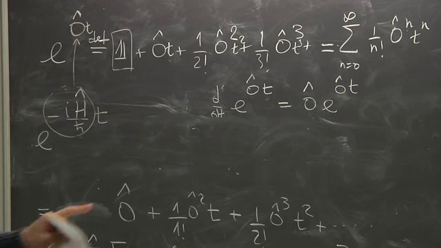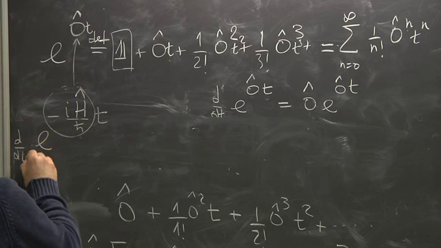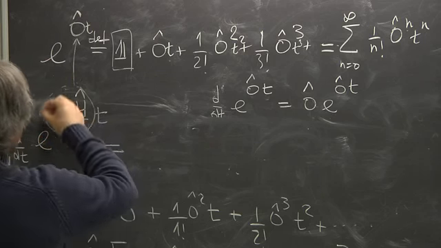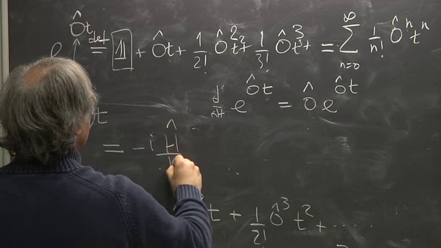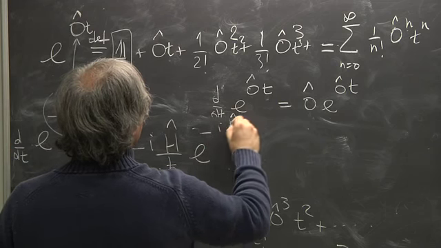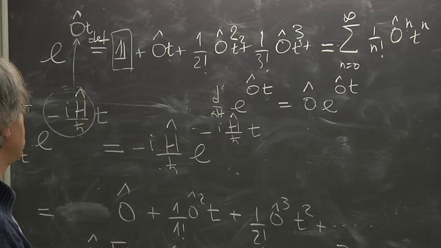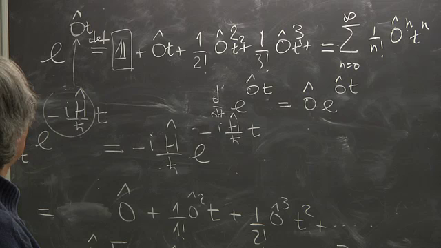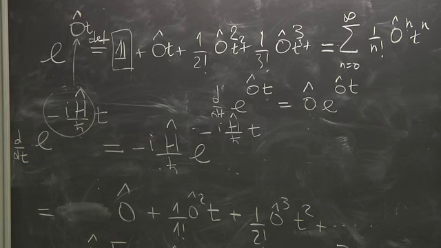What is that telling me is that the derivative of this with respect to time will bring down the prefactor here. So minus i H over h bar times the same object, the same exponential. Is this clear? It's just a simple application of the very general derivative I showed before. You still might be puzzled by why I invoke this.